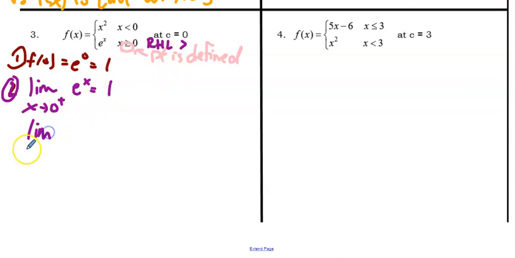And then the limit as x approaches 0 from the left of our function. And remember, this is a left-hand limit, less than. For this, we're going to plug in x squared here, and we're going to get 0. So we have to go one step further with this.